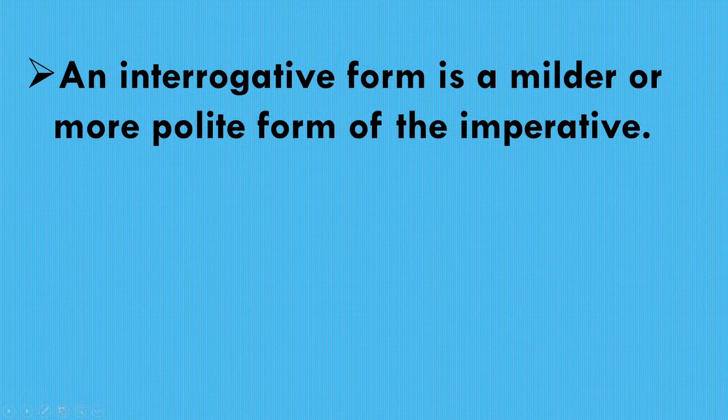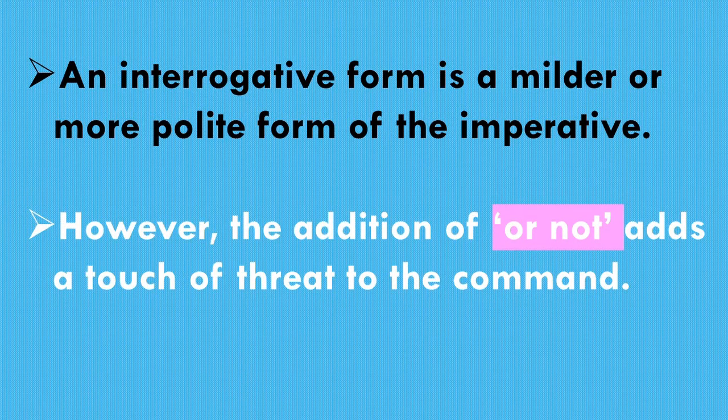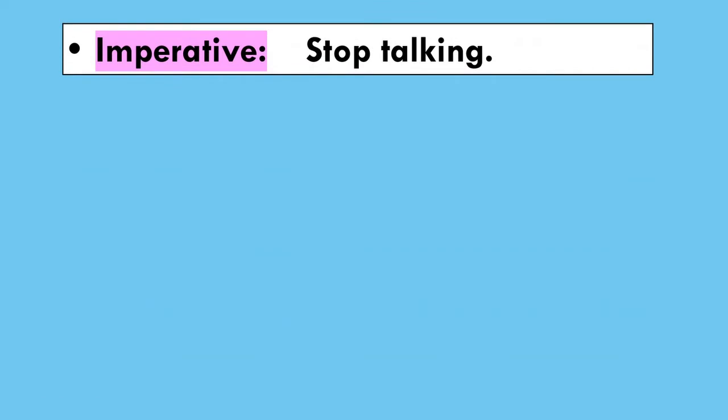So now an interrogative form is actually milder or more polite form of the imperative sentence. So when we want to convert imperative into interrogative, okay, so at that time it will sound very polite. Let us see. However, the addition of or not, sometimes we add or not after the question. So when we add or not, so that adds a touch of threat to the command. So let us see some of the examples.